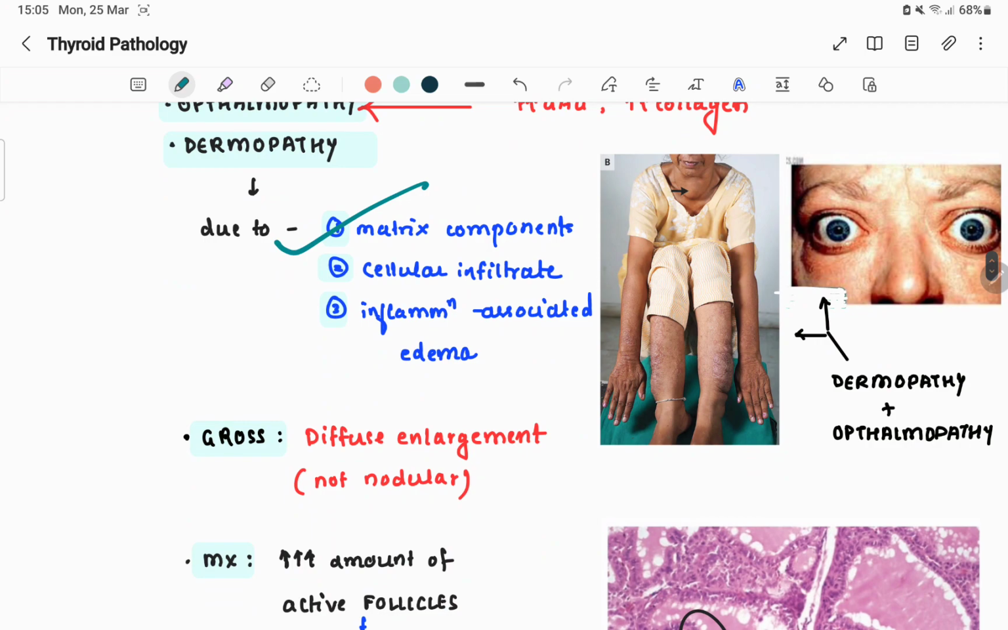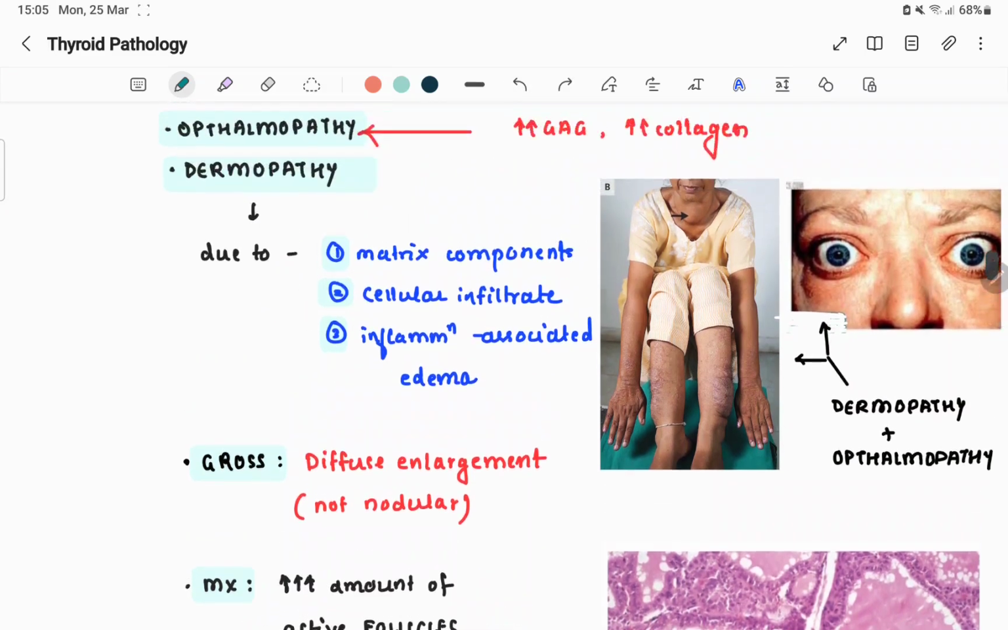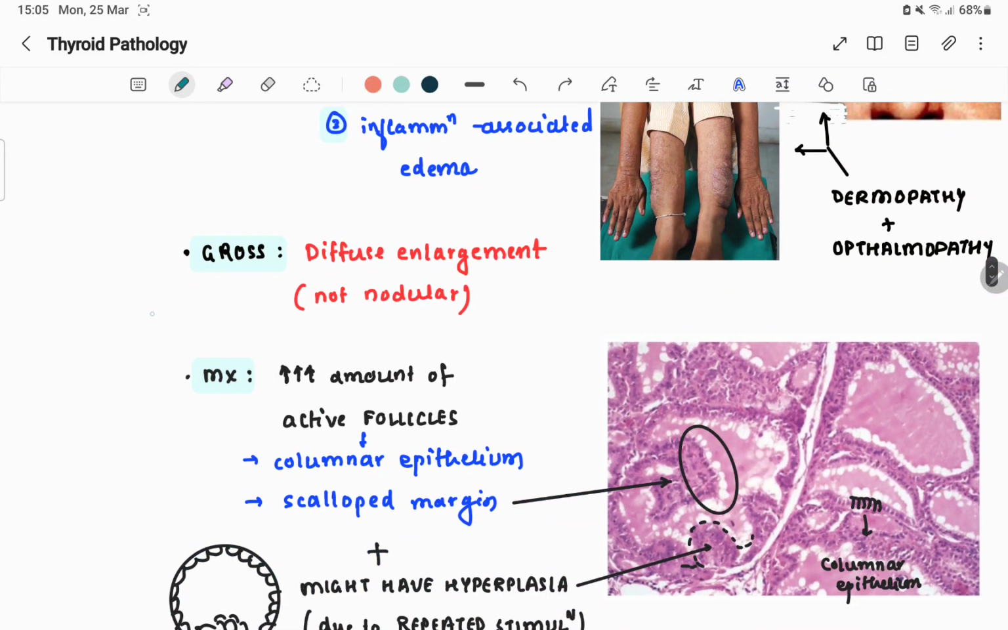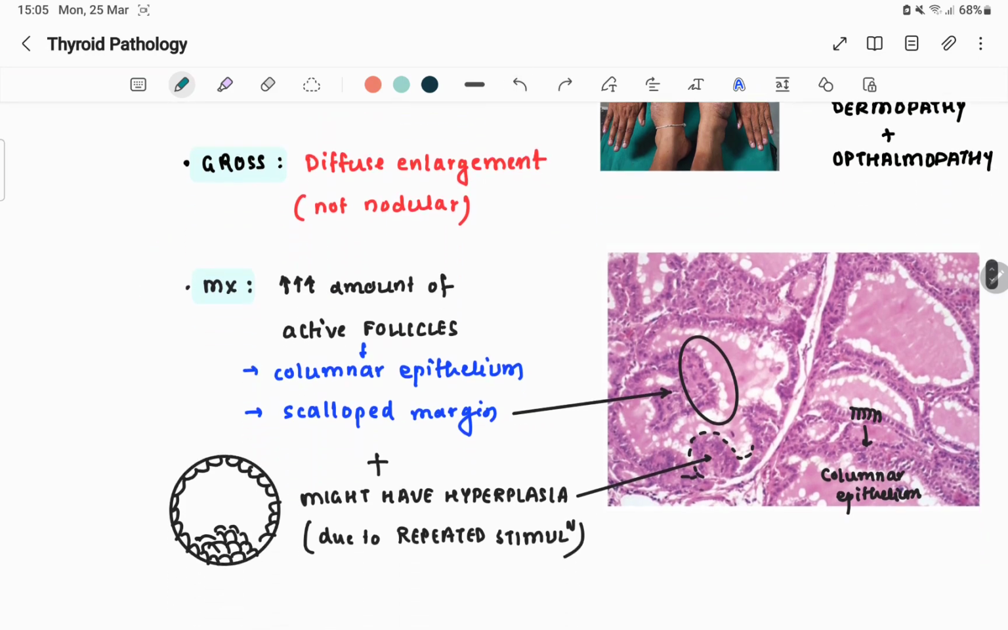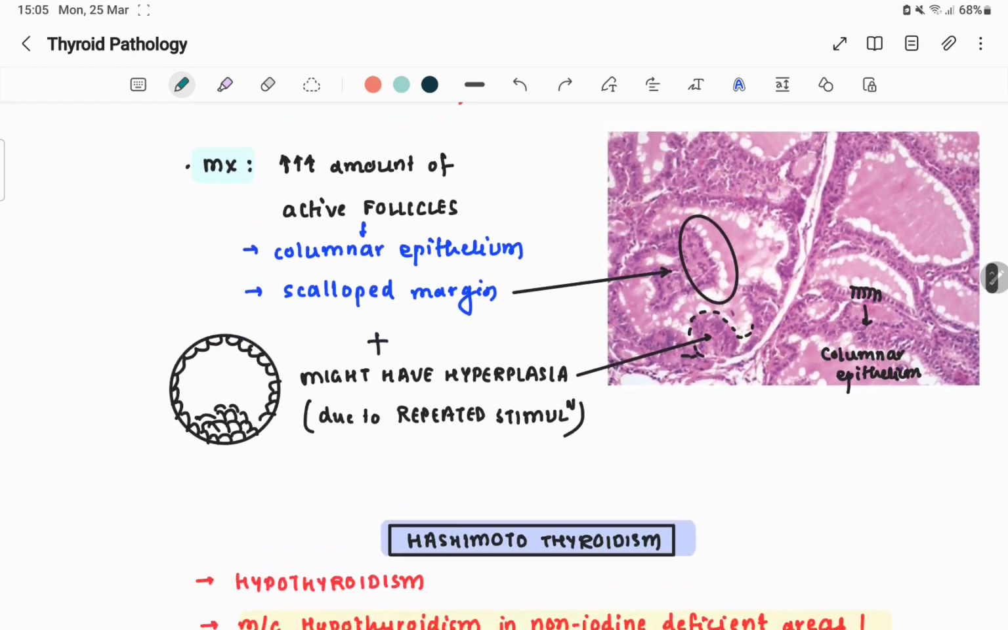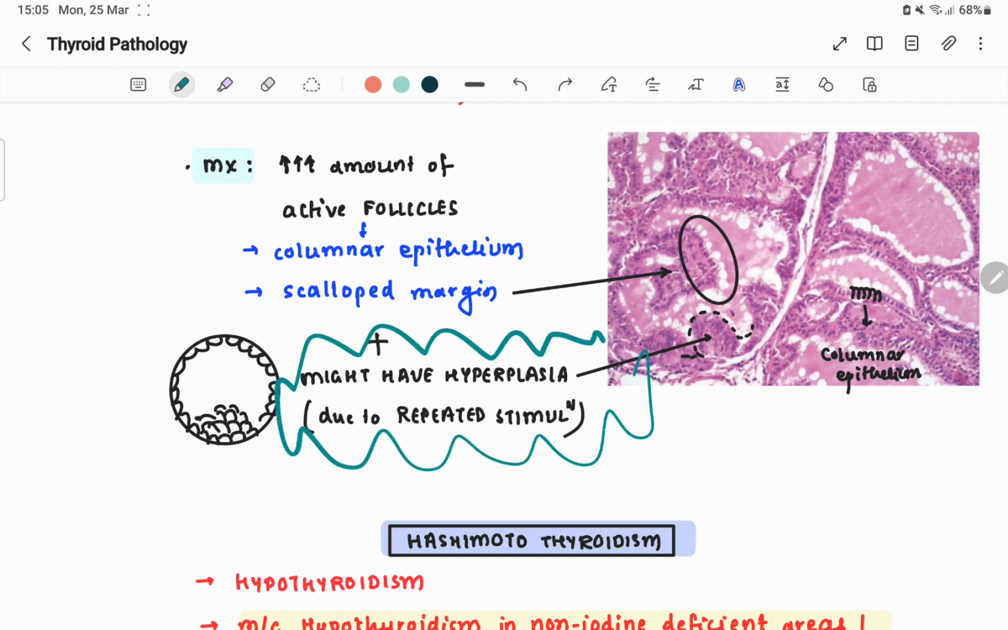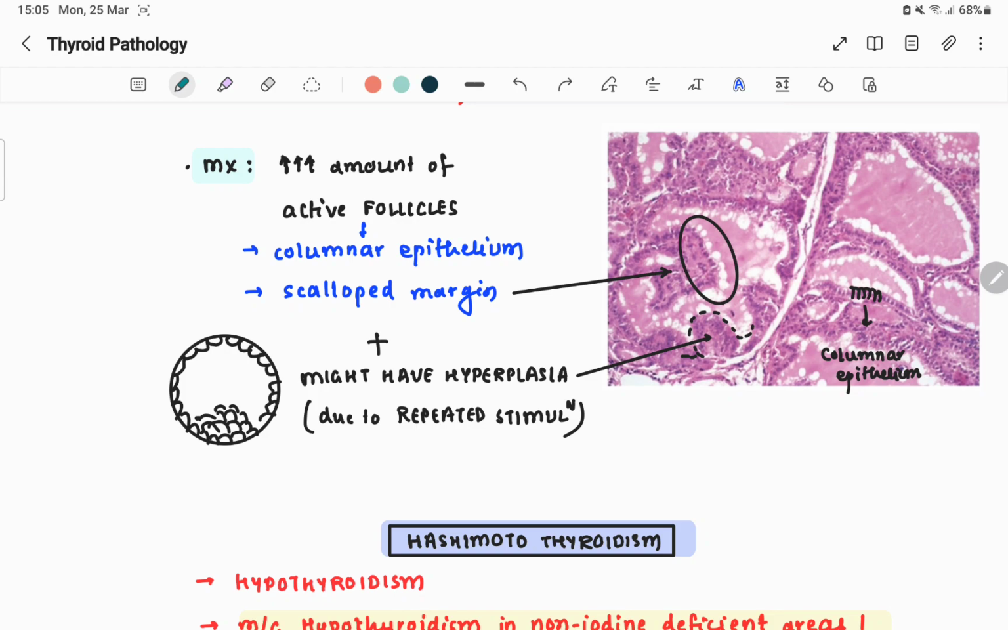So there will be matrix components, cellular infiltration, and inflammation-associated edema. So this is your dermopathy and your ophthalmopathy, you can see here. Grossly, it will have diffuse enlargement, not nodular. Microscopy will have an increased amount of active follicles, with more scalloped margins and columnar epithelium. Active follicle, we know that it has columnar epithelium. Plus it might have hyperplasia, because due to repeated stimulation the gland may be hyperplastic at some points.